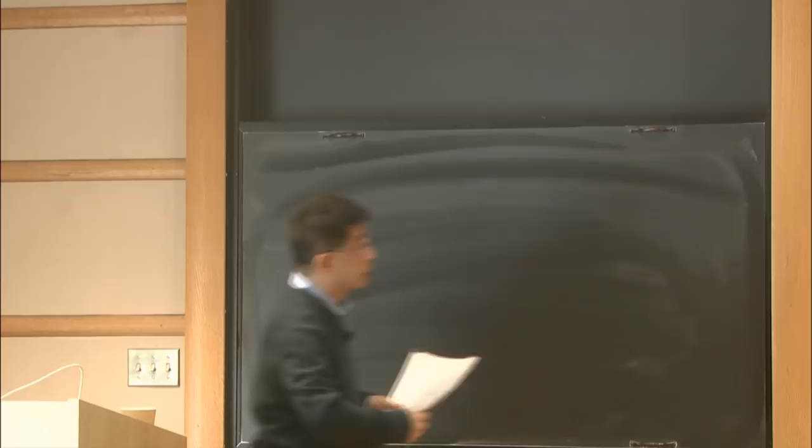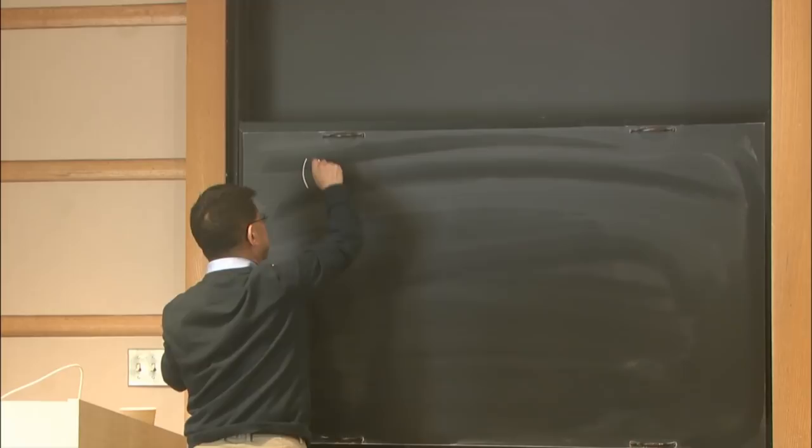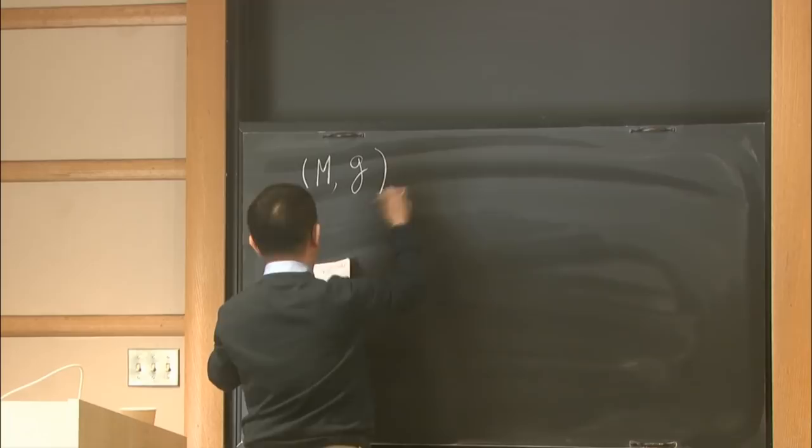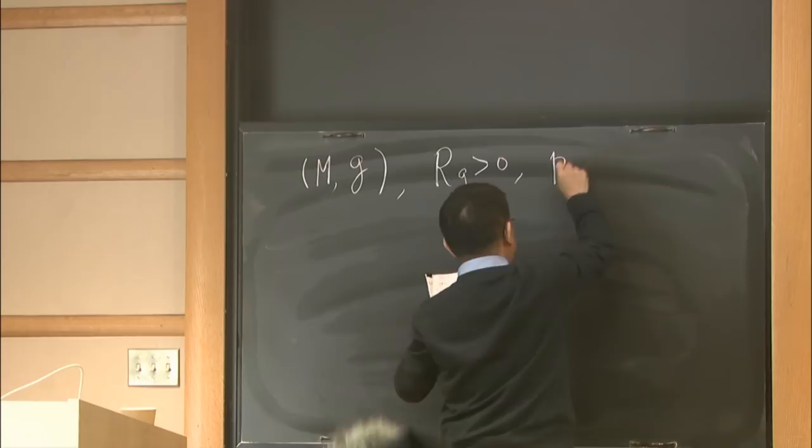So what I will be doing is a nonlinear analog of the following. We take a compact manifold with no boundary. And well, let's take a positive scalar curvature. We take a point.